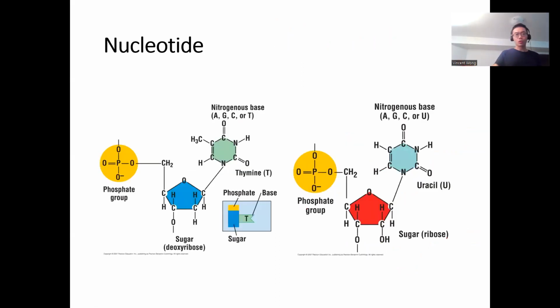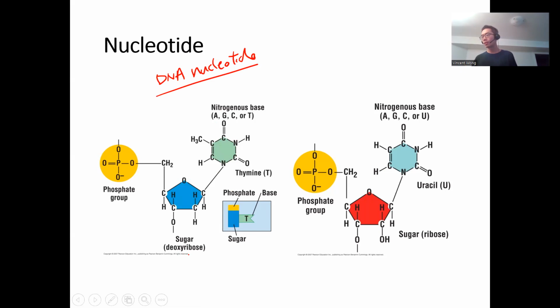So that's the actual nucleotide, right? You can see the phosphate here, the sugar here, and then there's the nitrogenous base. Now the one on the left here, this is the DNA nucleotide. How do I know it's a DNA nucleotide? Well, because if you look at the name of the sugar, it says deoxyribose. I'm gonna explain that right now, okay, Augie? And over here, this is the RNA nucleotide.